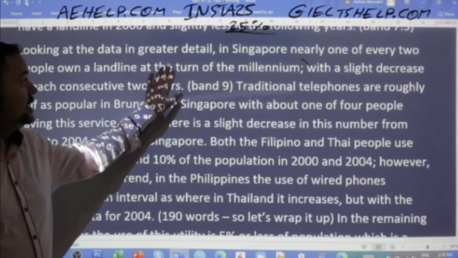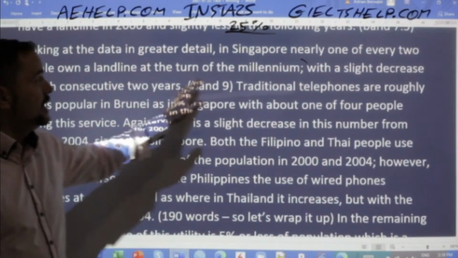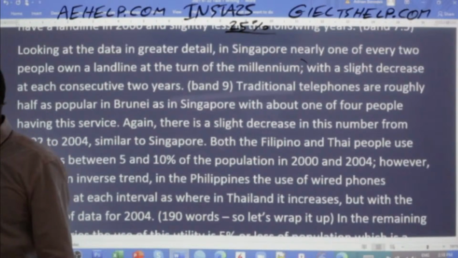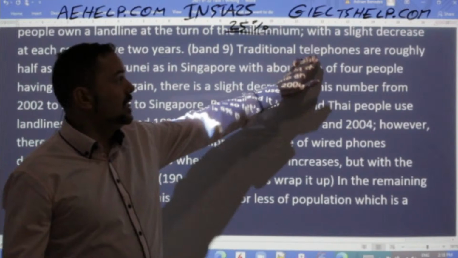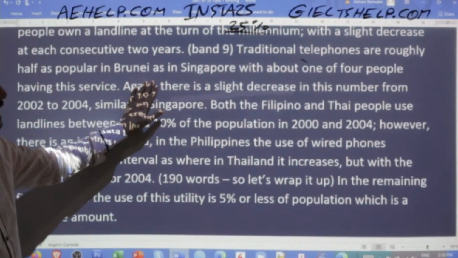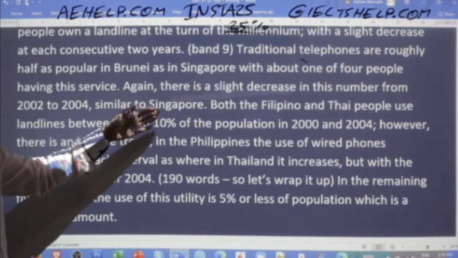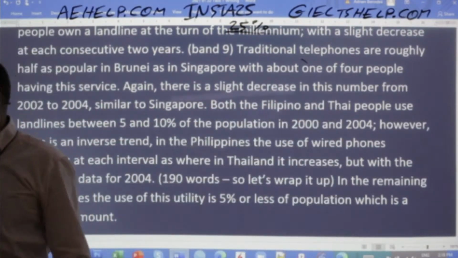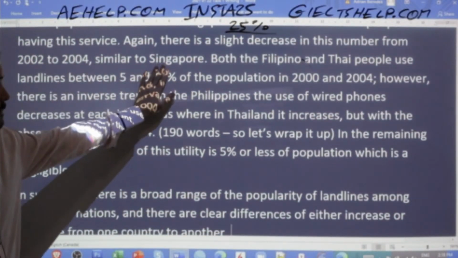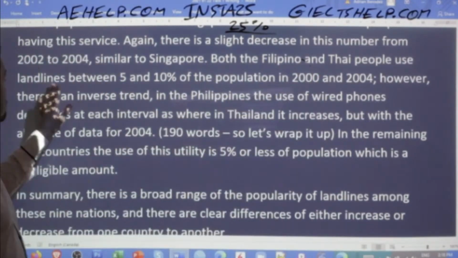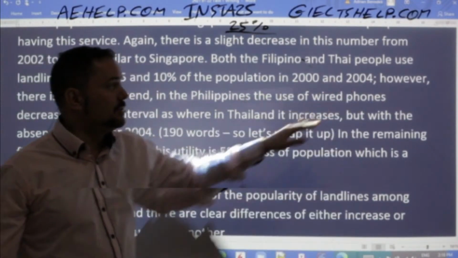Looking at the data in greater detail, in Singapore, nearly 1 of every 2 people own a landline at the turn of the millennium, with a slight decrease at each consecutive 2 years. Traditional telephones are roughly half as popular in Brunei as Singapore, with about 1 of 4 people having this service. Again, there is a slight decrease in this number from 2002 to 2004, similar to Singapore. Both the Filipino and Thai people use landlines between 5 and 10% of the population in 2000 and 2004.